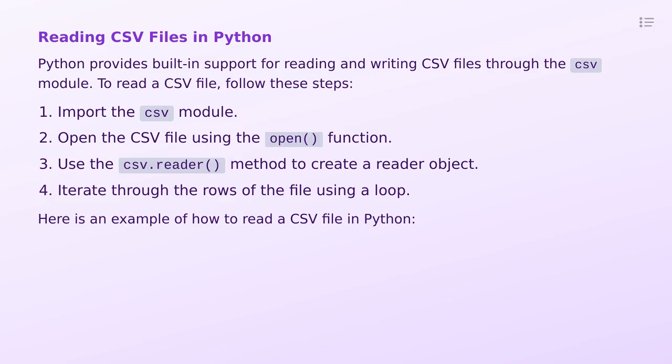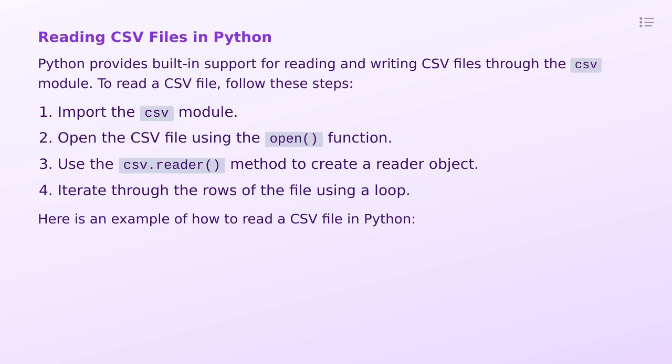Let's move on to reading CSV files in Python. Python provides built-in support for reading and writing CSV files through the CSV module. To read a CSV file, follow these steps. First, import the CSV module. Next, open the CSV file using the open function. Then, use the csv.reader method to create a reader object. Finally, iterate through the rows of the file using a loop.